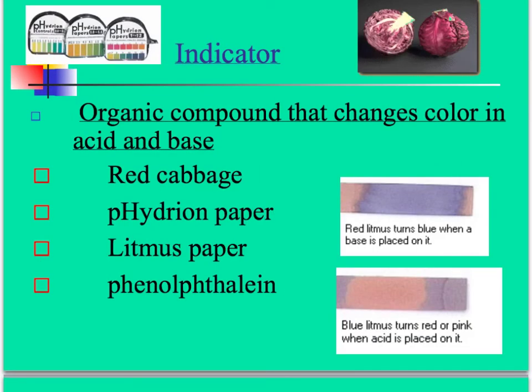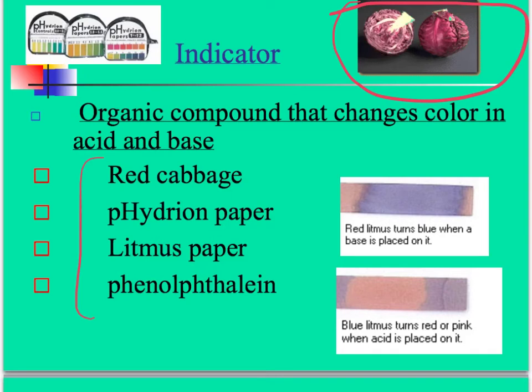So we've defined what acids and bases are. Let's talk about indicators. An indicator is an organic compound that's going to change color in the presence of an acid or a base. We've got some different indicators listed here. Red cabbage juice is actually an indicator. Here's your red cabbage up here at the top. Buy it at the grocery store.